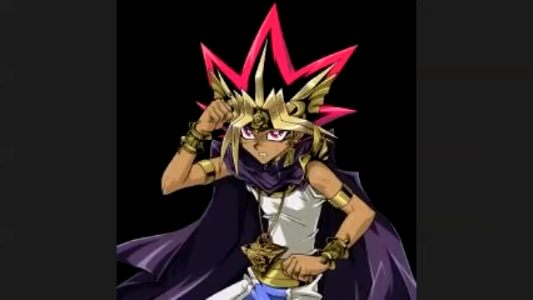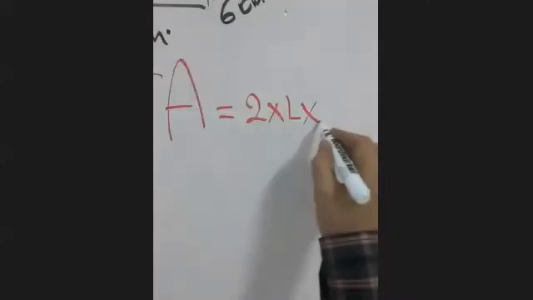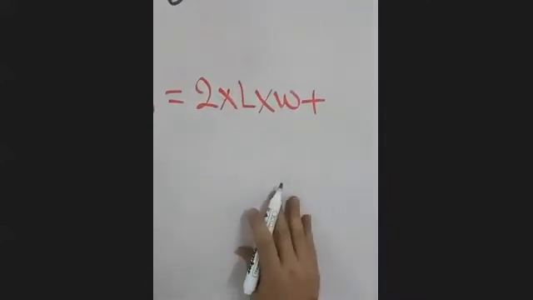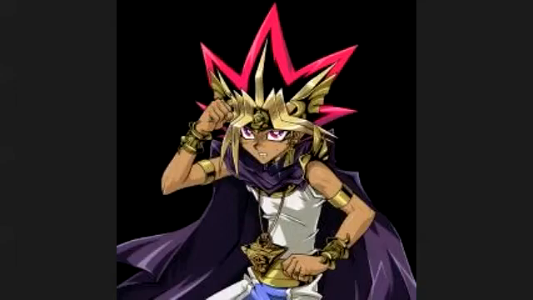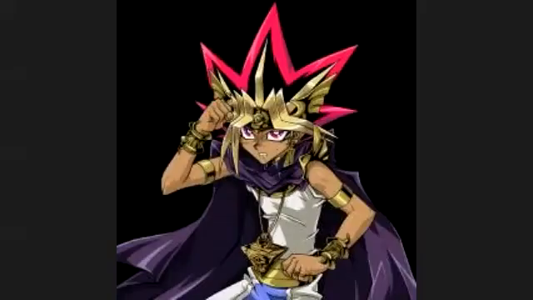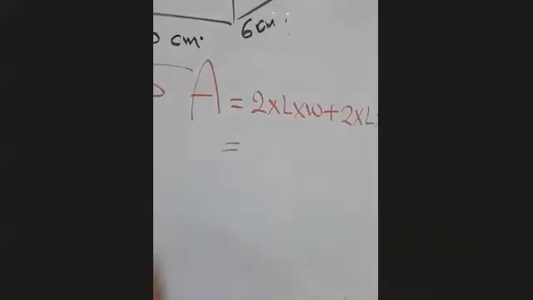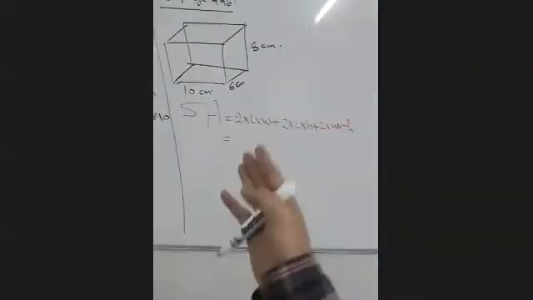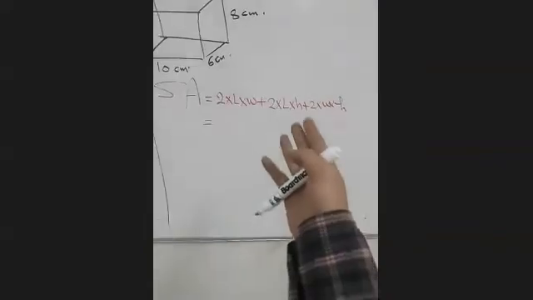2 multiply length multiply width, plus 2 length multiply height, plus 2 width multiply height, equal. I know the length, I know the width, I know the height. Just apply the formula.